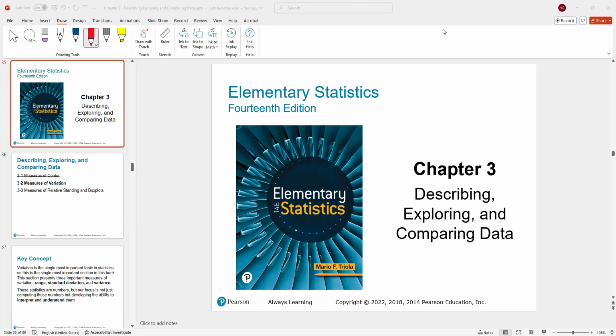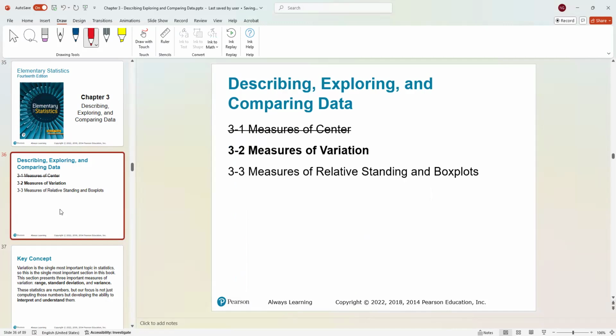In this video, we're going to continue with chapter 3, describing, exploring, and comparing data. In the first sections, we focused on measures of central tendency, how to find the mean, median, and mode. We call them measures of the center. But in this particular video, we would focus most of all on the measures of variations. And usually measures of variations are about range, variance, and standard deviation.